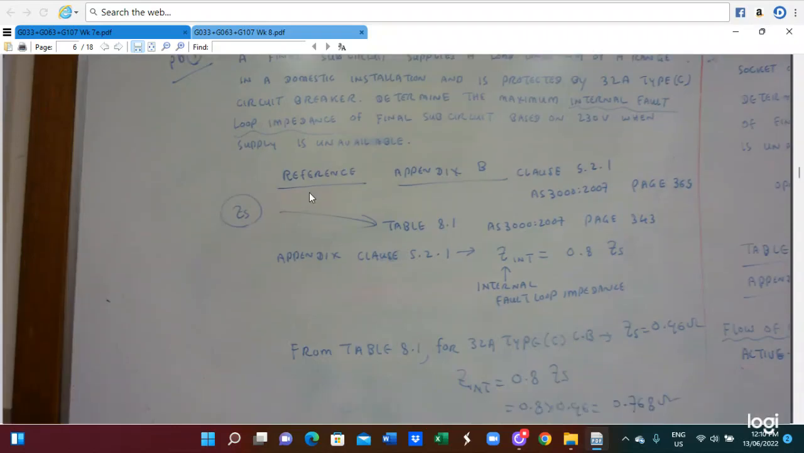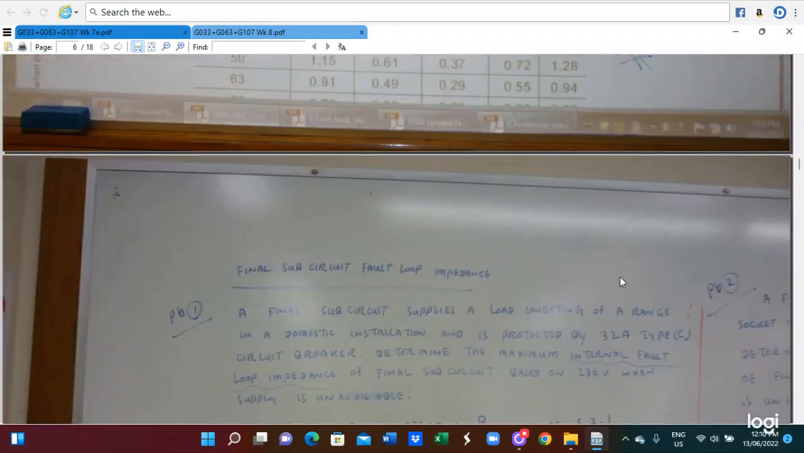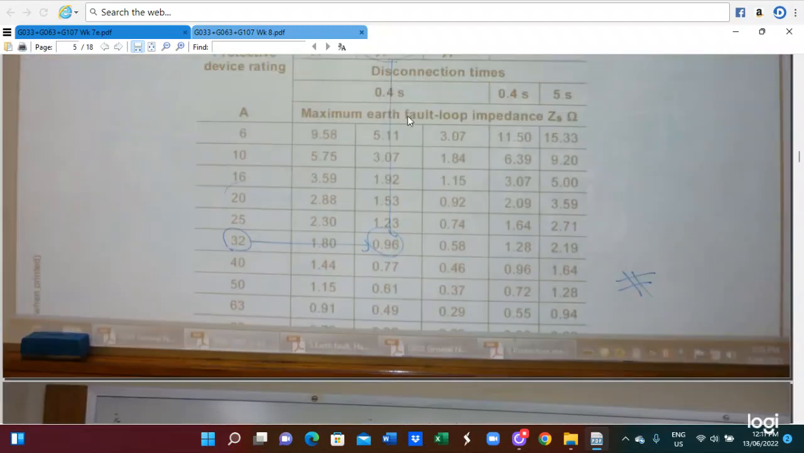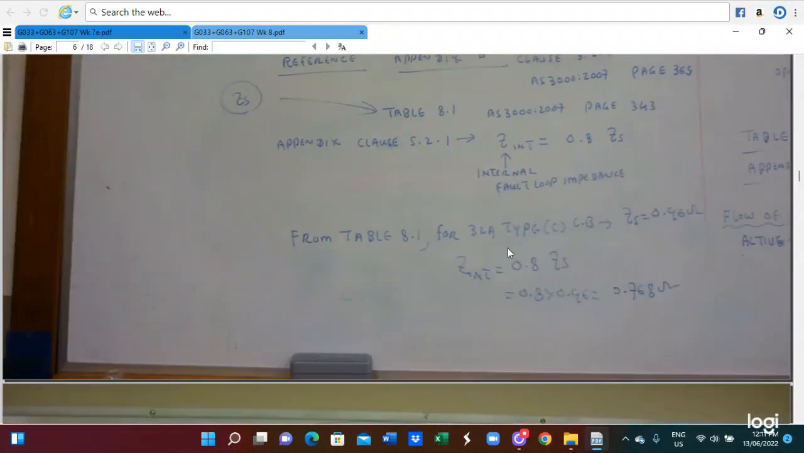So in this case, for the system fault loop impedance we should use table 8.1. In this case, from table 8.1 we find out this fault loop impedance. And also the internal impedance is Zint equals 0.8 Zs. So from table 8.1, a 32 ampere type C circuit breaker gives 0.96 ohm. So here 32 ampere, 0.96 ohm. This is the type C circuit breaker, 32 ampere, 0.96 ohm. You substitute this 0.96 ohm into this equation, then multiply by 0.8. So Zint is 0.8 Zs. So 0.8 multiplied by 0.96, you get 0.768 ohm.